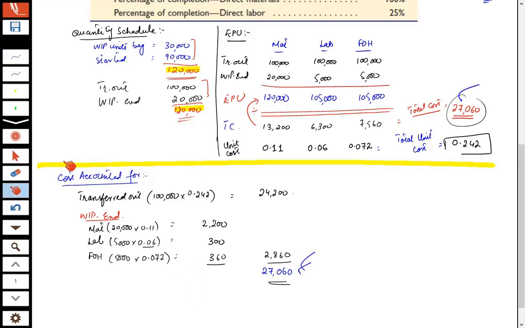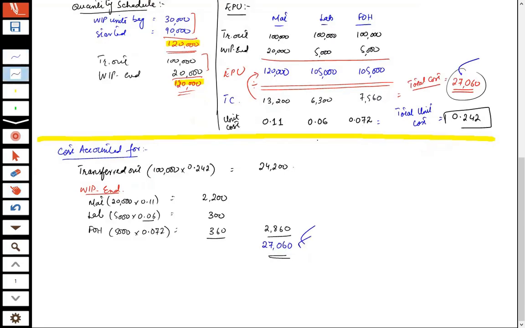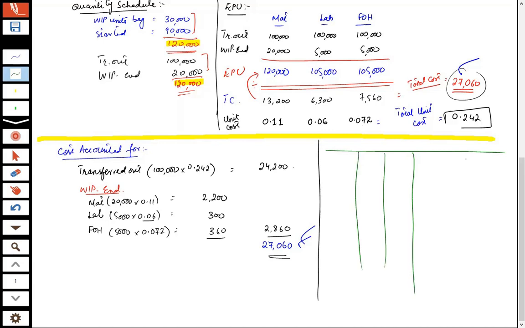Now it's time for the T account. How will the T account be made? Like that. Two columns here, debit, and two columns here. Units, dollars, units.